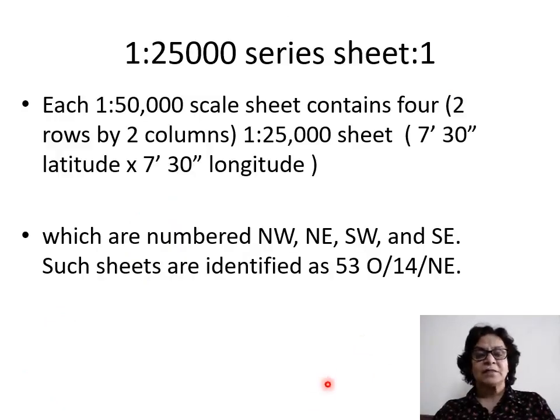Now the last series is known as the 1:25,000 series maps, which is the largest scale map. Now there are two types in this.